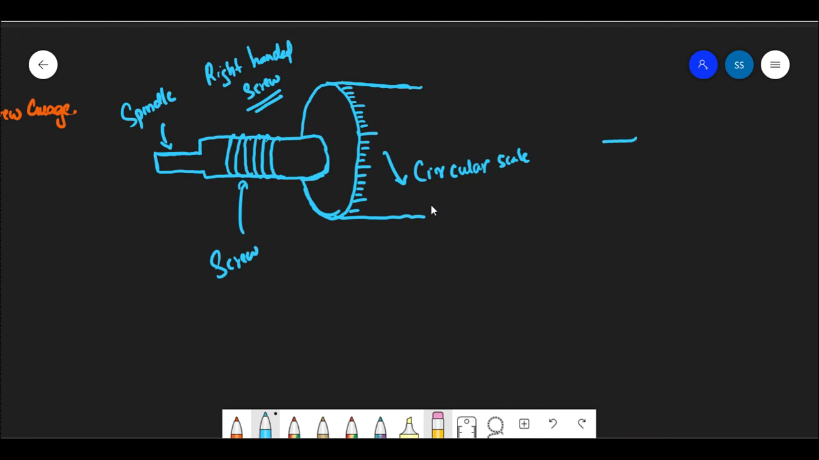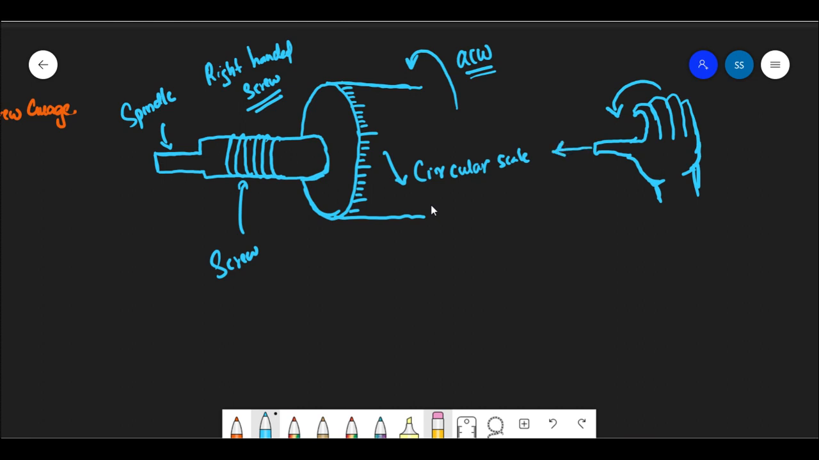Now, for example, you take your right hand and just imagine. I'm a terrible person when it comes to drawing, so please bear with me for the sake of the class. Curl all four fingers except the thumb in the anti-clockwise direction. The direction in which the thumb points is the direction of the spindle's motion. So this is a right-handed screw.